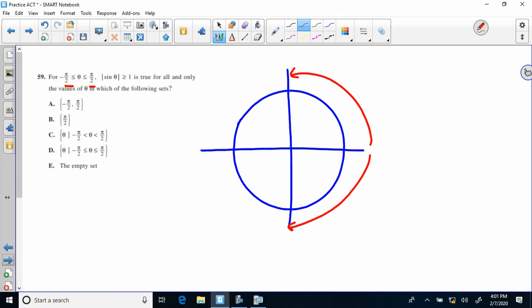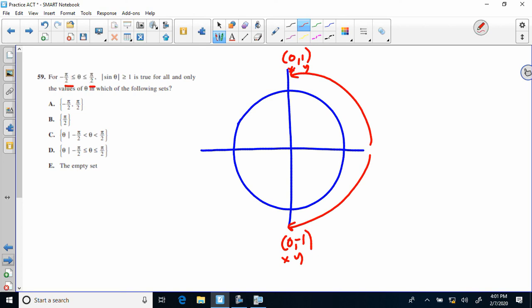They said, where is our absolute value of sine greater than or equal to 1? So where's our sine 1 or -1 is what it's asking. And sine is our y value. And right here, we're over 0 up 1. And right here, we're over 0 down 1. And both of those, the absolute value of the y, because this is your x and your y, and this is your x and your y. So you have a 1 and a -1.